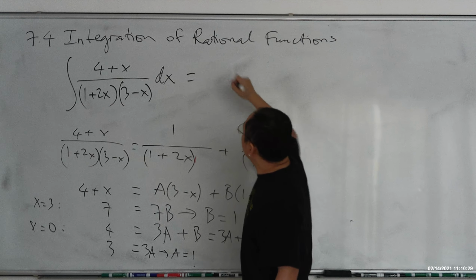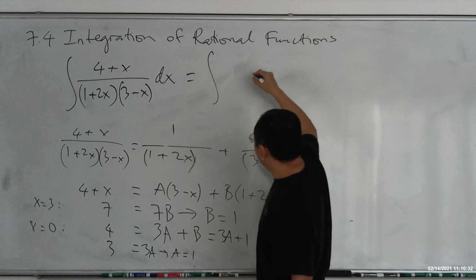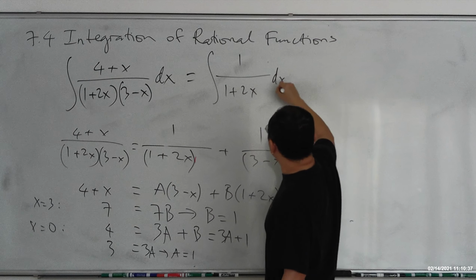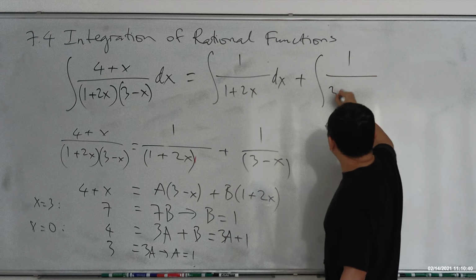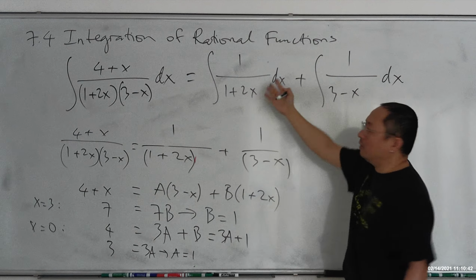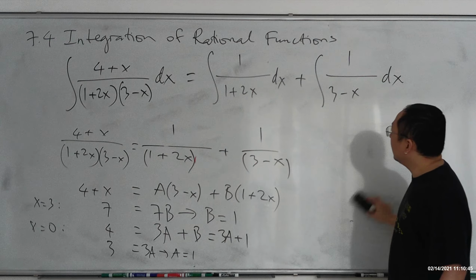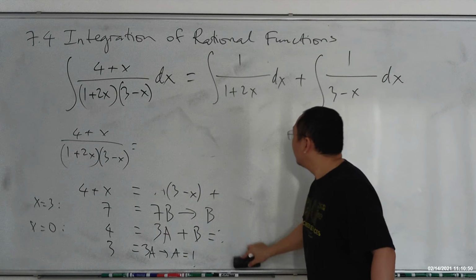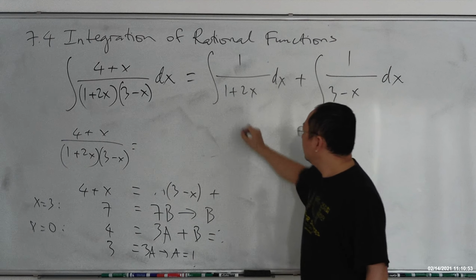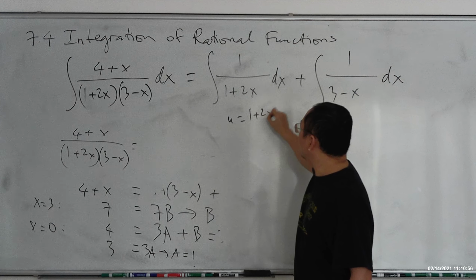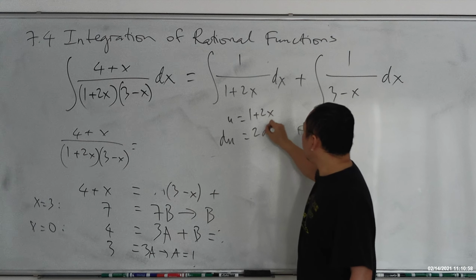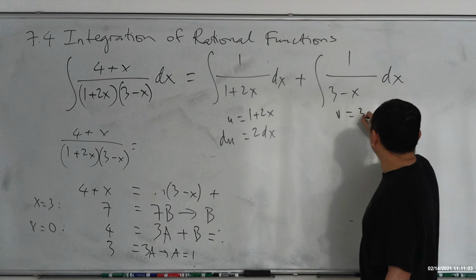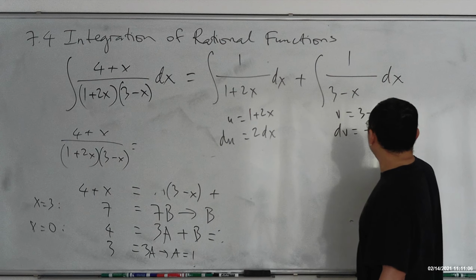So this rational function becomes the integral of 1 over 1 plus 2x dx plus the integral of 1 over 3 minus x dx. And now those things you can integrate easily. And the hint is use u-substitution, right? You let u equal to the denominator. Let u equal to 1 plus 2x. So du is 2 times dx. This one right here, I want to use different letters. So let v equal to 3 minus x. So dv is negative dx.